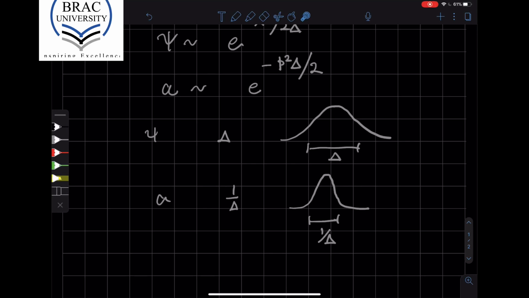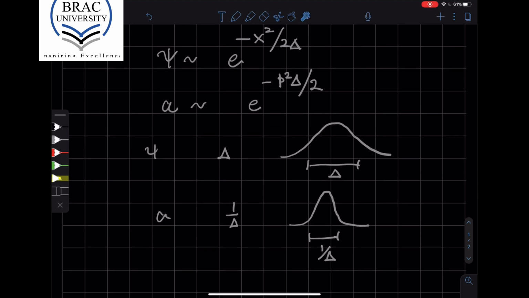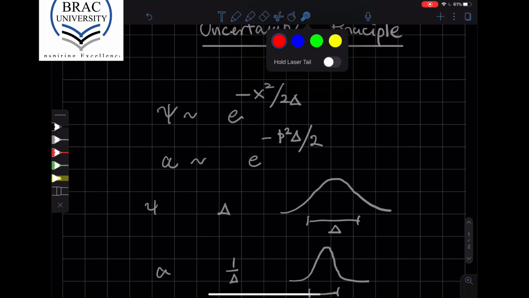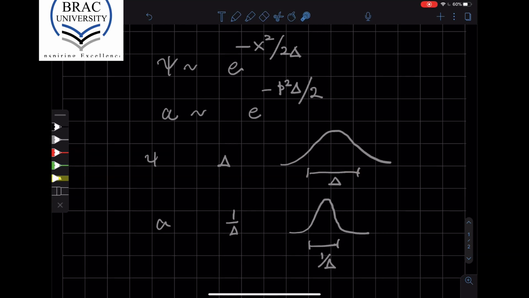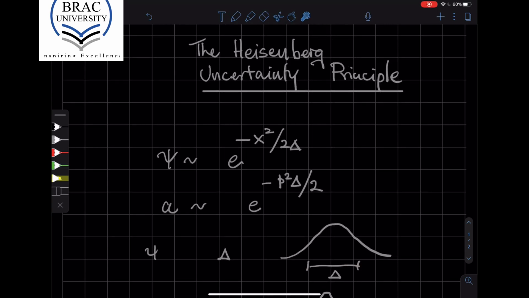So this feature, that the width of the wave function in position space is inverse of the width of the wave function in momentum space, is a general feature.